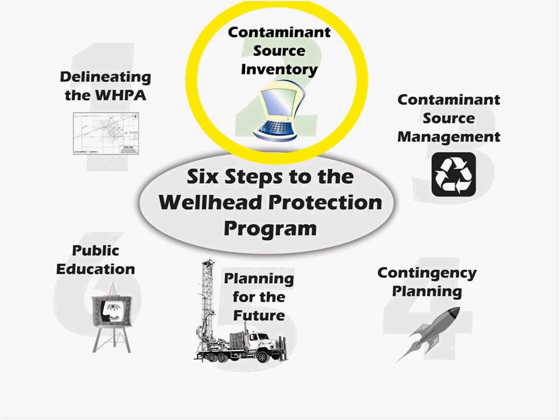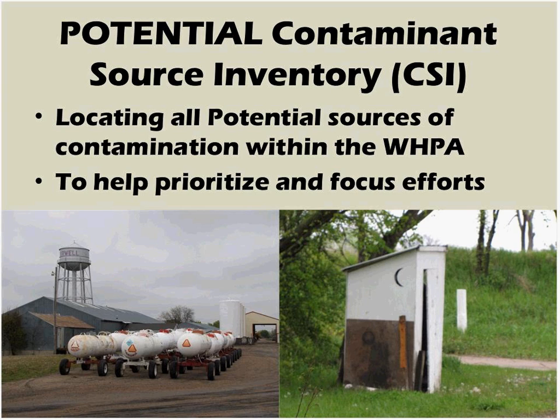The second step of the program is to conduct an inventory of potential contaminant sources. The purpose of this is to map out and document all potential sources of contamination within the wellhead protection area. A few examples of potential contaminant sources could be things like chemical storage and transfer facilities, pit toilets like the outhouse shown in the picture there, waste treatment facilities, septic tanks, wells and cemeteries and gas stations, and a whole slew of other potential contaminants.